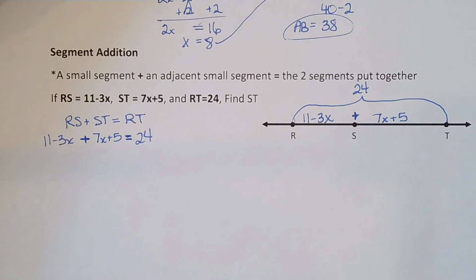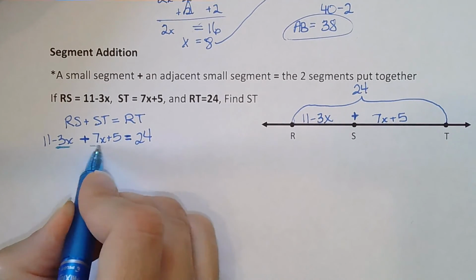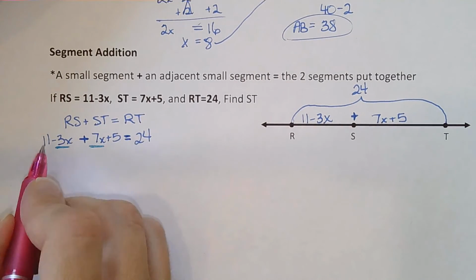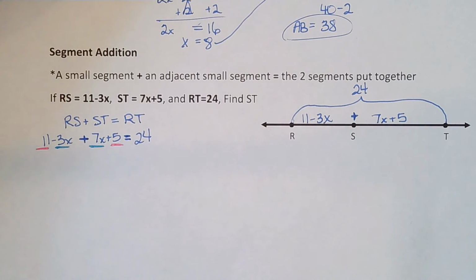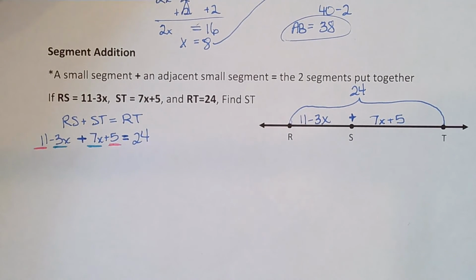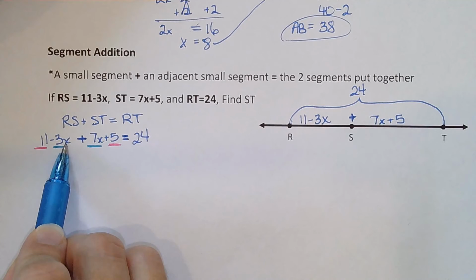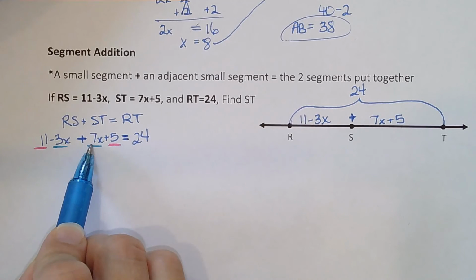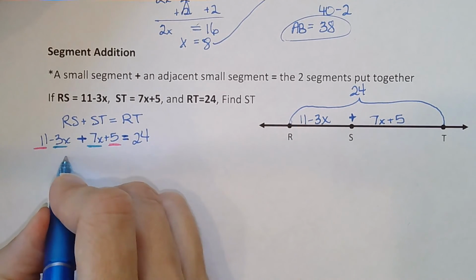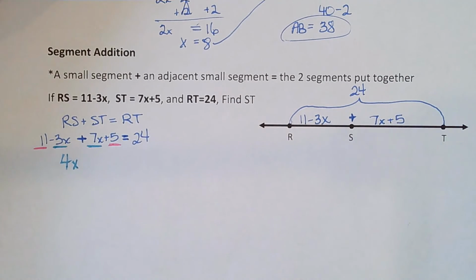So my first step is going to be to add my like terms. This is an x term and this is an x term, so I can put those together. And then I have my terms that don't have x's, so I'm going to put those together. When I put together my terms that have x's, I've got a negative 3x plus 7x. So think about a negative 3 and add 7 to it. What do you get? You're going to get a positive 4x. So that's what I get by adding my x terms together.